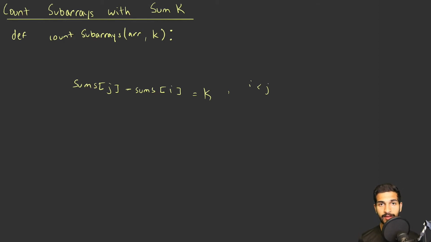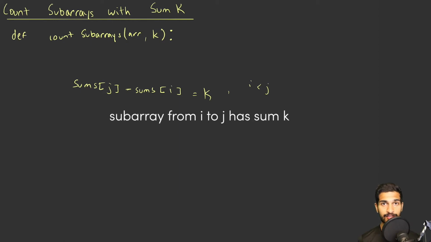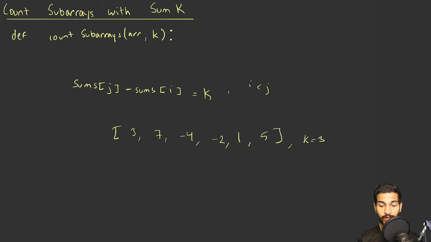Well, then that would mean that the subarray from i to j has a sum equal to k, because there's a difference of k between those two sums. This sounds confusing. Let's wrap our heads around this by running a real example. So here's our sample example. 3, 7, -4, -2, 1, and 5 is our array, and our target value is k. We want to see how many subarrays sum up to k.